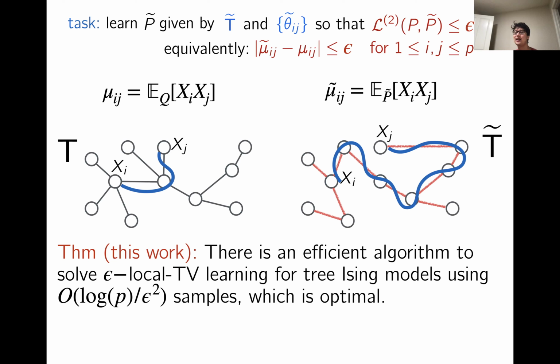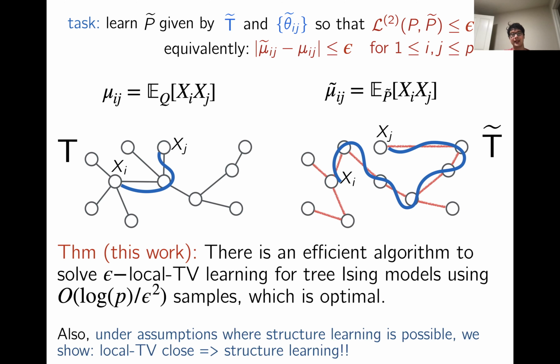Okay, and for this problem, even if the ground truth is not a tree, if we have a promise there's a nearby one, if there exists a model which is within epsilon local TV distance, then with log p over epsilon squared samples, we can learn such a tree Ising model. And this is optimal sample complexity, and our algorithm is computationally efficient, polynomial time.